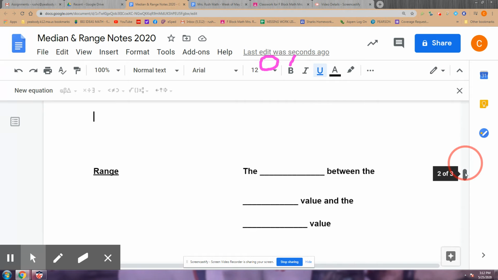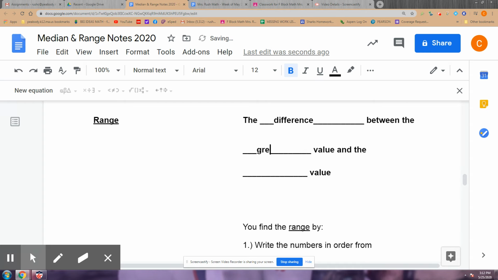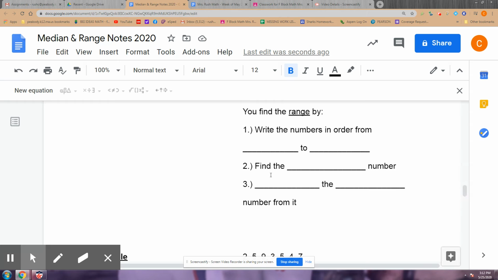All right, now let's jump down to the range. Okay, so when we find the range of a set of numbers, it's the difference between the greatest value and the least value. Remember, difference is going to mean subtract. So the range is the difference between the greatest value and the least value. So to find the range, step 1, we write the numbers in order from least to greatest, like we did for the median.